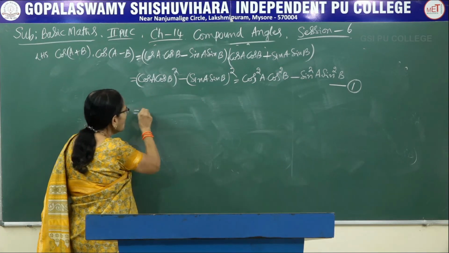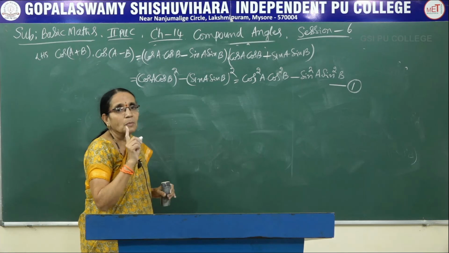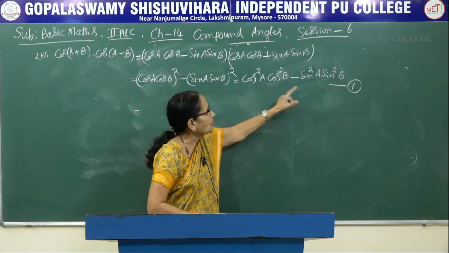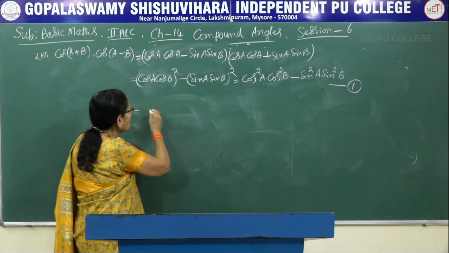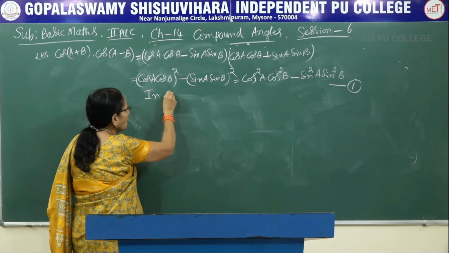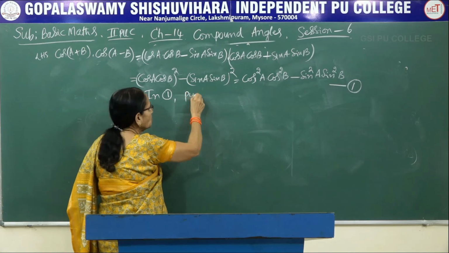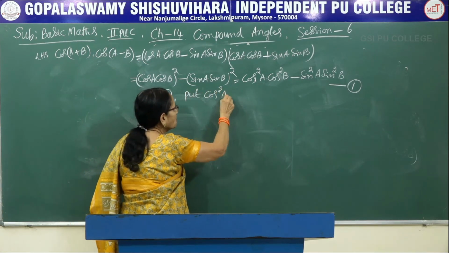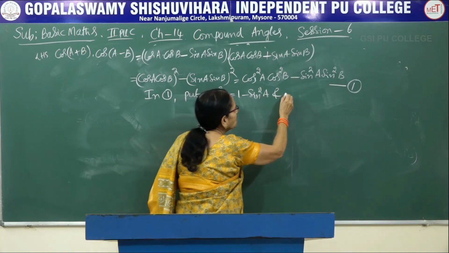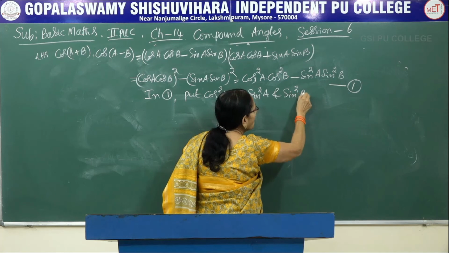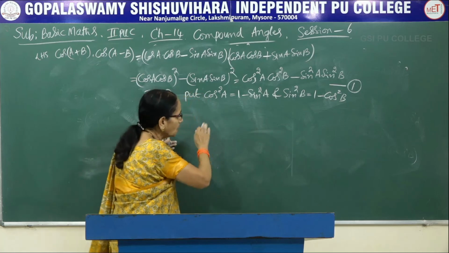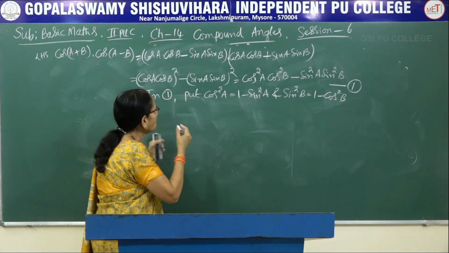Now, I want the answer cos square B minus sin square A. So this I want and this I want. I do not want this, I do not want that. How do you eliminate? Cos square A, you can write like this. First one, write one sentence. In one, put cos square A as 1 minus sin square A and sin square B as 1 minus cos square B. I am replacing these quantities which I want to be eliminated.